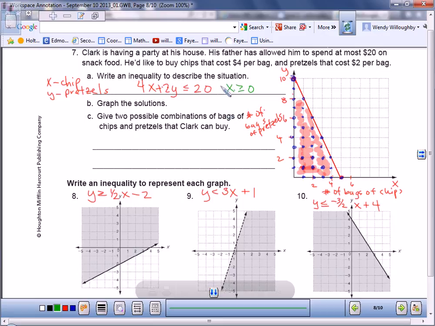That's true. Okay, so that works for chips and for pretzels, which is why on the graph they only gave us the first quadrant, because that's all we're dealing with. Where x is greater than 0 is over here, and where y is greater than 0 is up here. So we're just dealing with the first quadrant because in this situation you can't have a negative number of bags. So these are our 1, 2, 3 inequalities that we get from this situation.